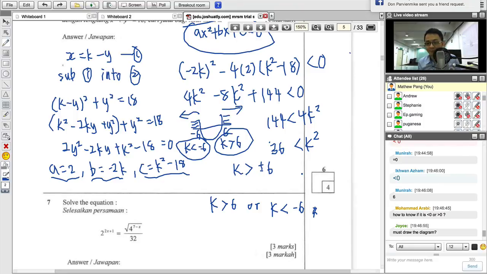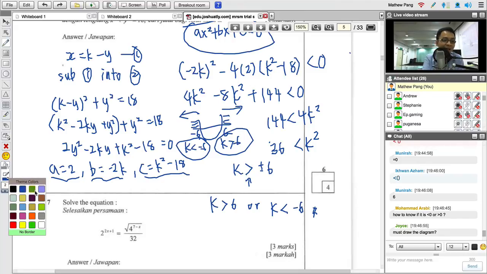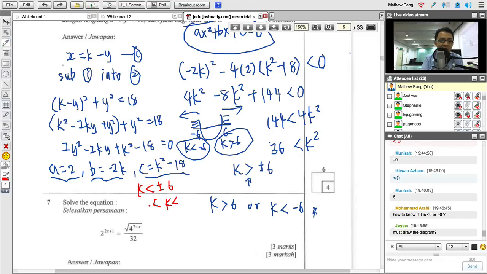Whenever you see this one is bigger, that means you will not get something in the middle. Unless this is less than positive negative 6, unless you get k is less than positive negative 6, then k should be between negative 6 and 6. Alright, this is how we do a question like this.